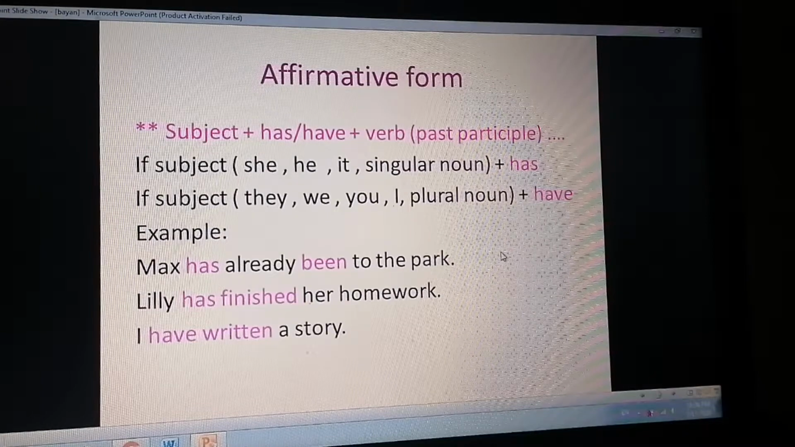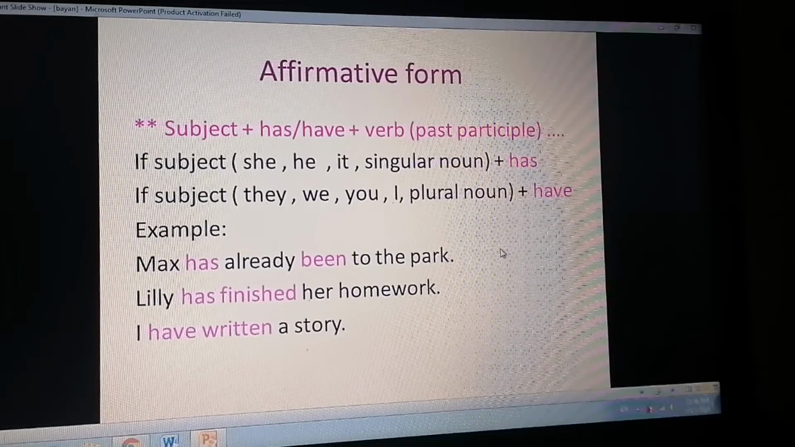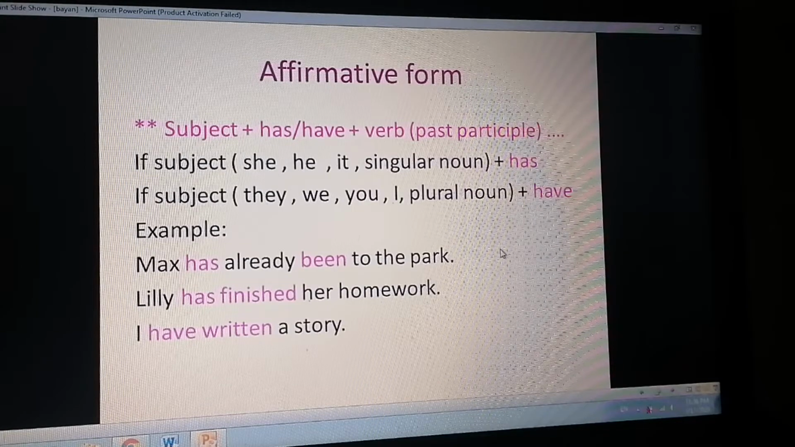So, after we talked about the difference between when we use simple past and present perfect, let's start the structures of the sentence in affirmative form. How do we form a sentence in the present perfect tense in the affirmative? We start with the subject, has or have plus verb past participle.